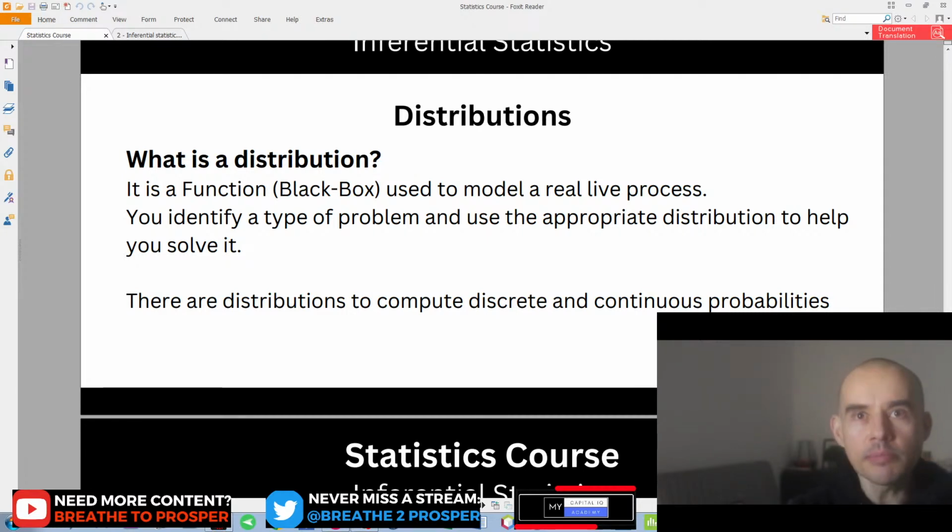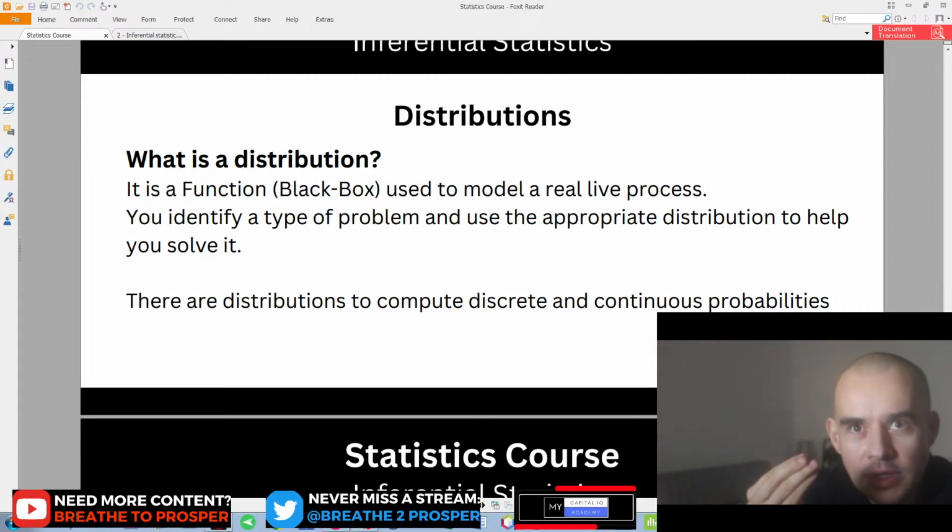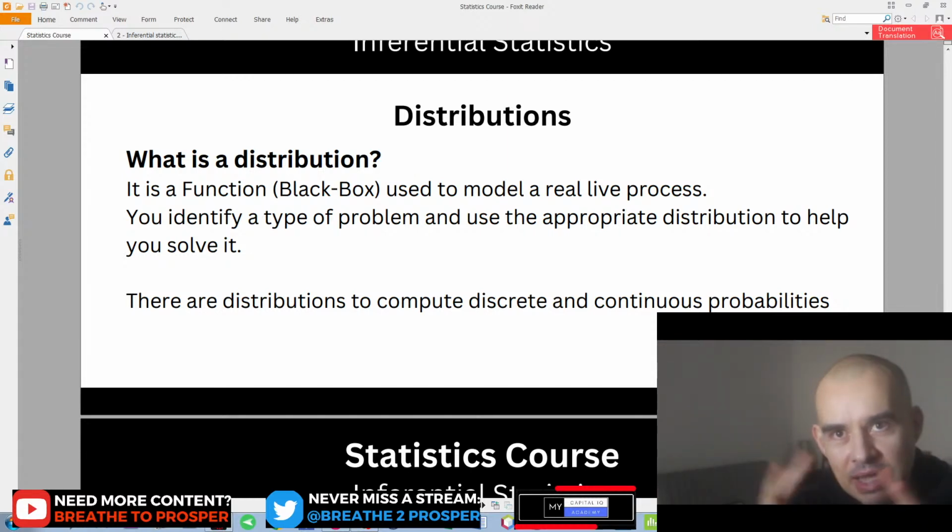Okay, so I have a problem, I have a situation that requires some modeling so that we can create a probability output from it. So you're not coming up with this out of thin air. Your focus is solely choosing the distribution that fits this type of problem.